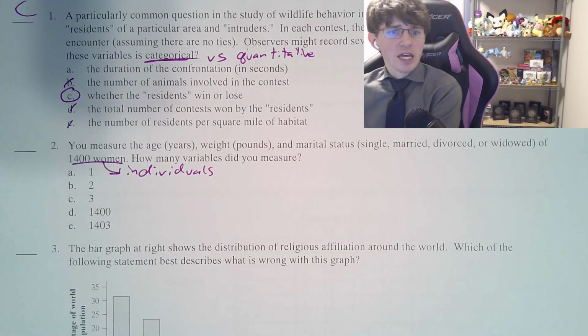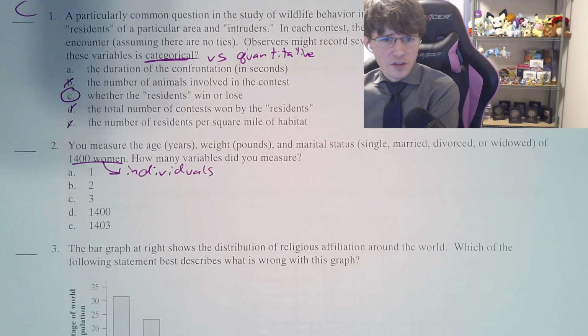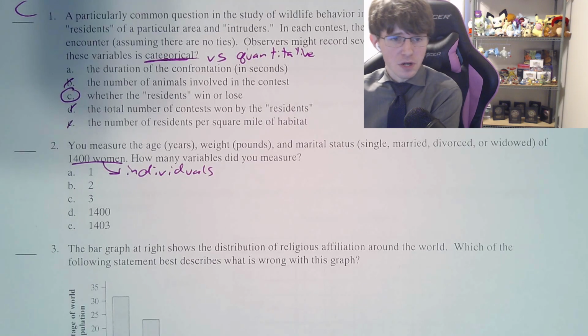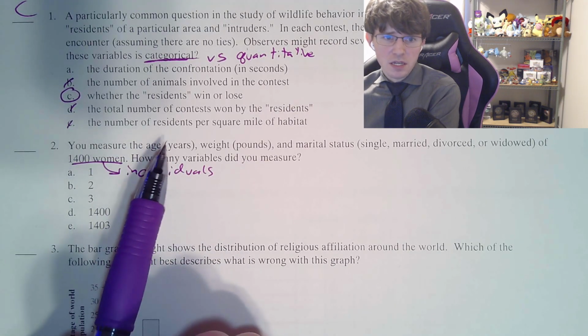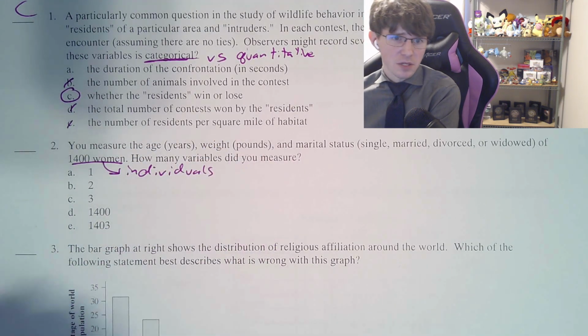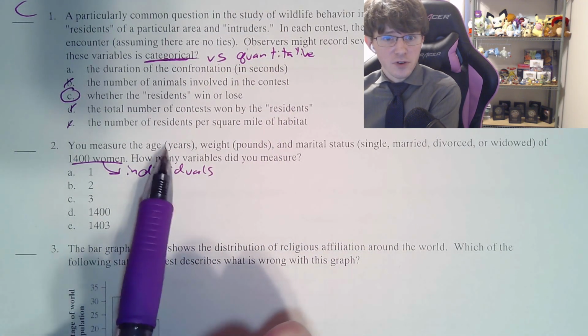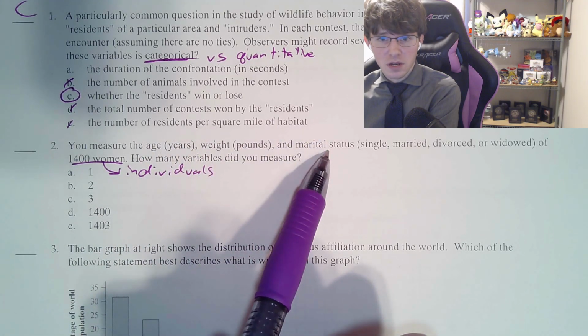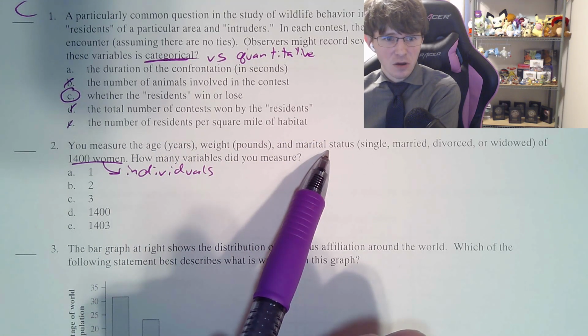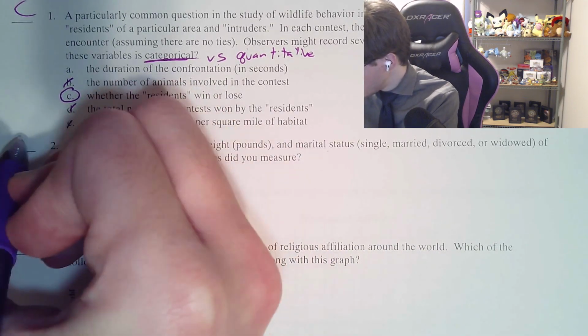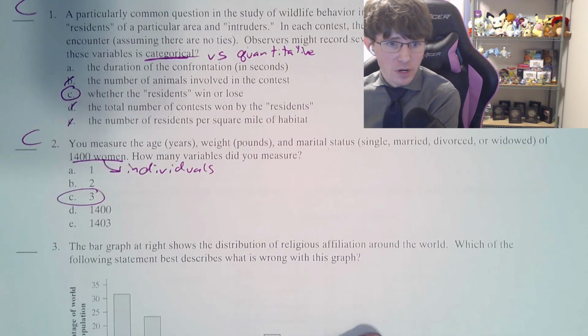Individuals. All right, individuals. These are not part of the variable. They are who is being studied. In this case, it's actually a specific sample because you're not having every single woman on the planet. You're getting 1,400 of them. They are called individuals. The other things listed here, the age, the weight, and the marital status, all three of these are variables. By the way, the first two are quantitative, and the third one, marital status, is categorical. Regardless, it's 3. Letter C. Let's move on to another one.